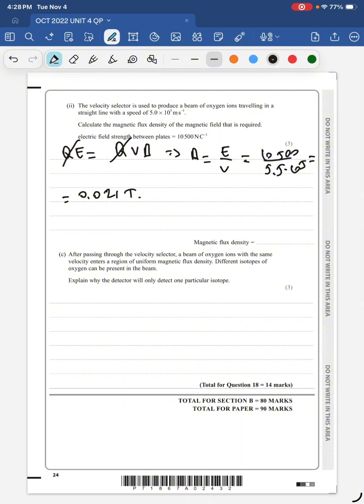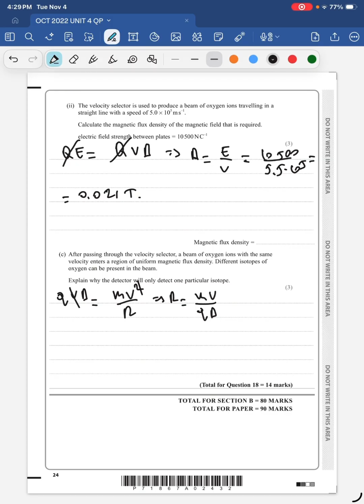And last question in the test. After passing through the velocity selector, a beam of oxygen ions with the same velocity enters a region of uniform magnetic flux density. Different isotopes of oxygen can be present in the beam. Explain why the detector will only detect one particular isotope. Recall that QVB, the force on the ion, is mv squared over r. So this v cancels, and r is equal to m times v over qB.